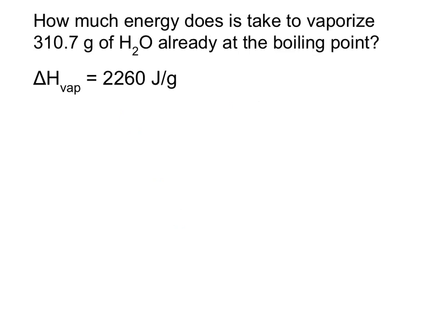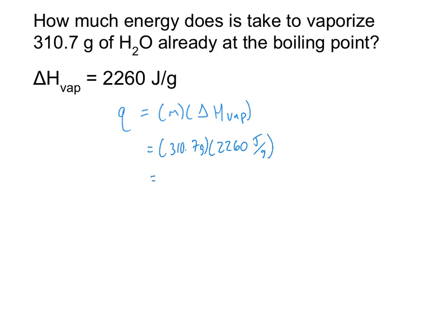Here, we're looking at how much energy it takes to vaporize 310.7 grams of water, which is already at 100 degrees C. Same exact idea. Our heat is going to equal our mass times our delta H of vaporization. So we have our mass of 310.7 grams times our delta H of vaporization of 2260 joules per gram, which is going to equal 702,182 joules, or 702.2 kilojoules.